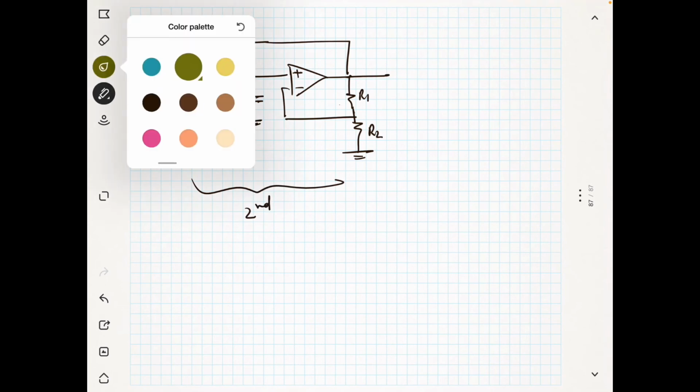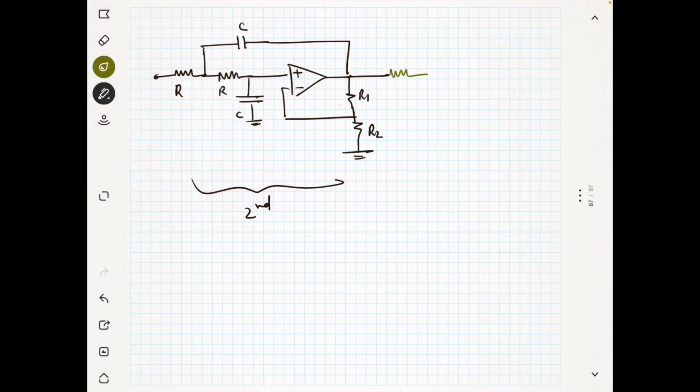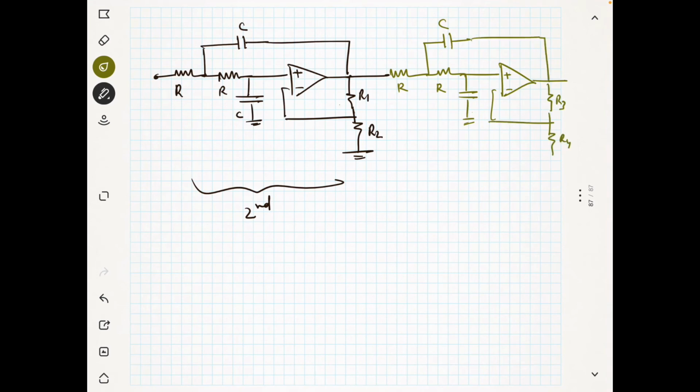Now next, again you have R, you have C, you have R, and you have C, and this is plus, this is minus, and this is R3, and this is R4. Now you can connect like this. So this is again a second order, so that you get the 4th order filter.